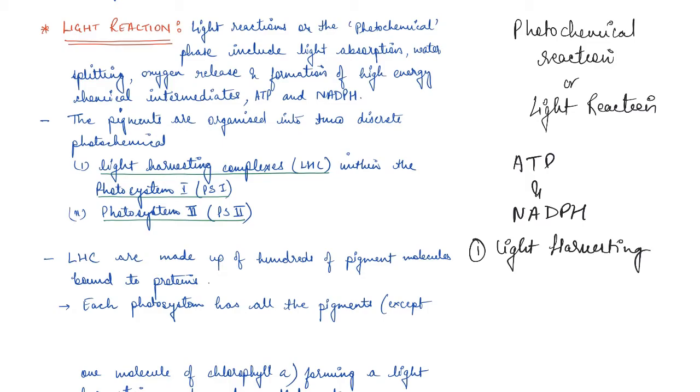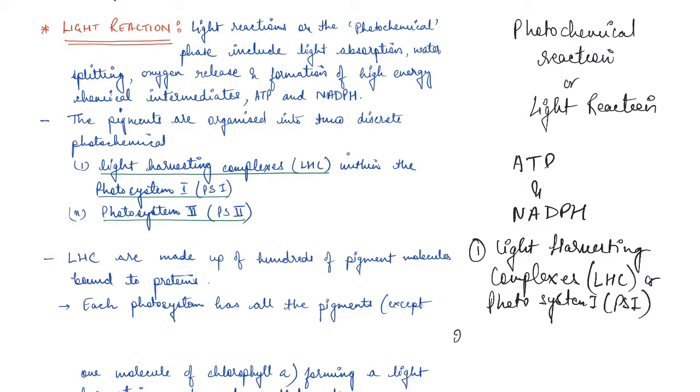harvesting complexes, LHC, or Photosystem I, PS1, and the other one is known as Photosystem II, right?